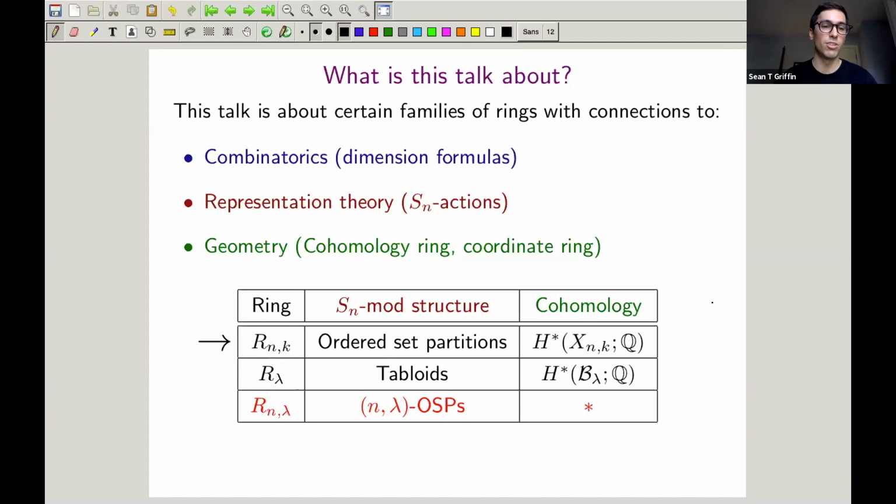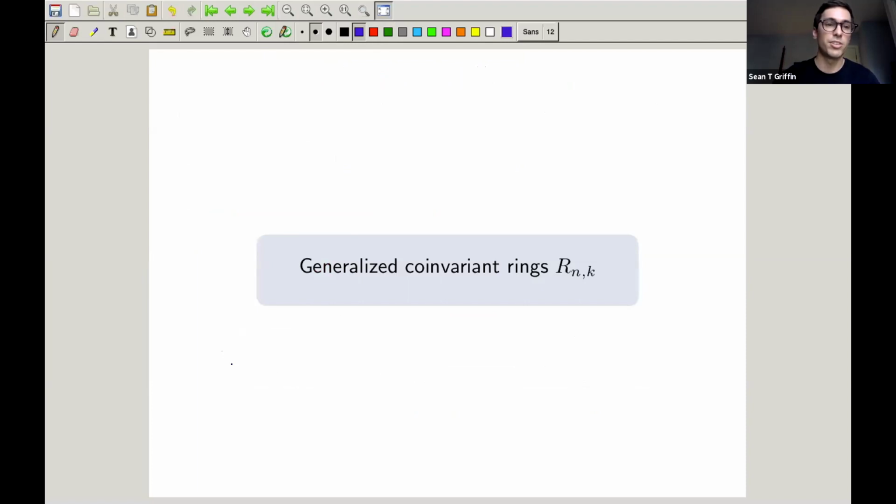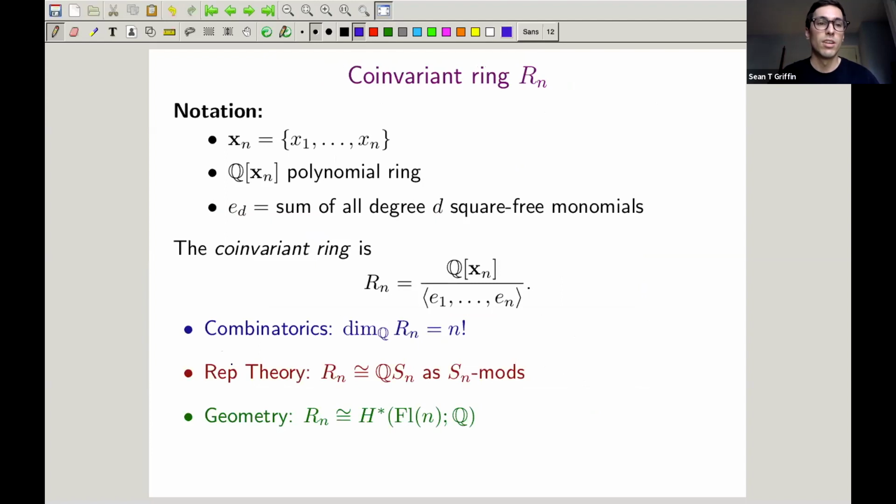I'll introduce two families of rings, Rnk and R lambda, that have been previously studied. And what I'd like to tell you is a common generalization of these two families. So first, Rnk, the generalized coinvariant rings of Haglund, Rhoades, and Shimozono. Here's some standard notation. Bold xn is a set of n commuting variables, and E sub d is the dth elementary symmetric polynomial.